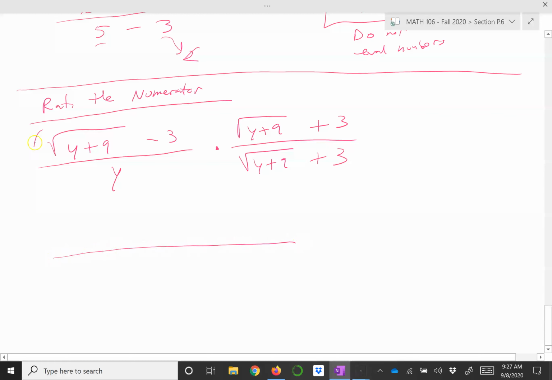So we've got to FOIL the numerator. But again, if you get good at these, you see that you're going to do the square root of y plus 9 times the square root of y plus 9. Is everyone okay with knowing that's going to be y plus 9, right? And then it's negative 3 times a positive 3, or a minus 9. I'm ignoring those middle terms because I know they're going to cancel. And then in the denominator, we have y times the quantity square root of y plus 9 plus 3.